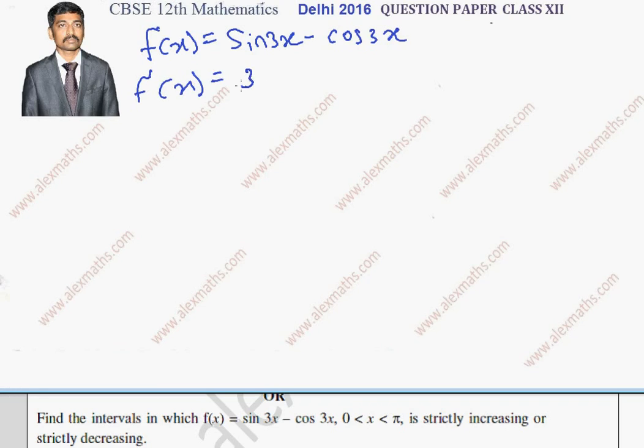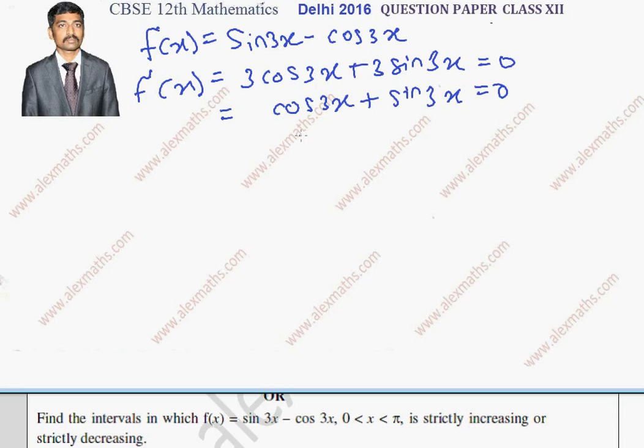This will become 3 cos 3x plus 3 sin 3x equal to 0. After taking 3 common, since the other side is 0, that will go off. So cos 3x plus sin 3x equals 0. If I carry this term to the other side, I will get sin 3x equal to minus cos 3x. From this, tan 3x is equal to minus 1.